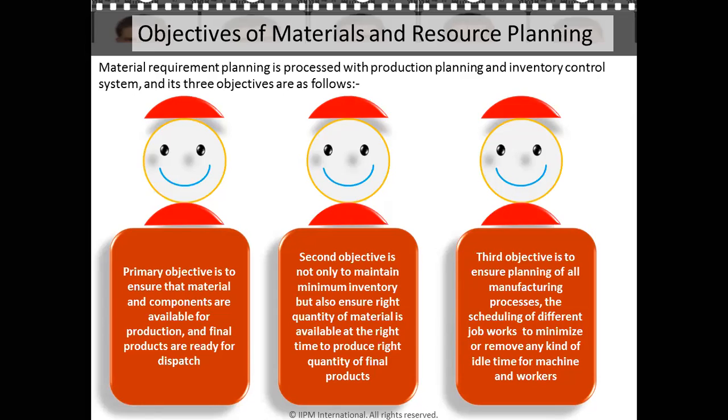What are the objectives of materials and resource planning? Number one, the primary objective is to ensure that materials and components are available for production and final products are ready for dispatch. The second objective is not only to maintain minimum inventory, but also to ensure the right quantity of material is available at the right time to produce the right quantity of final products. And thirdly, the objective is to ensure planning of all manufacturing processes, and the scheduling of different job works, to minimize or remove any kind of idle time for machines and workers.